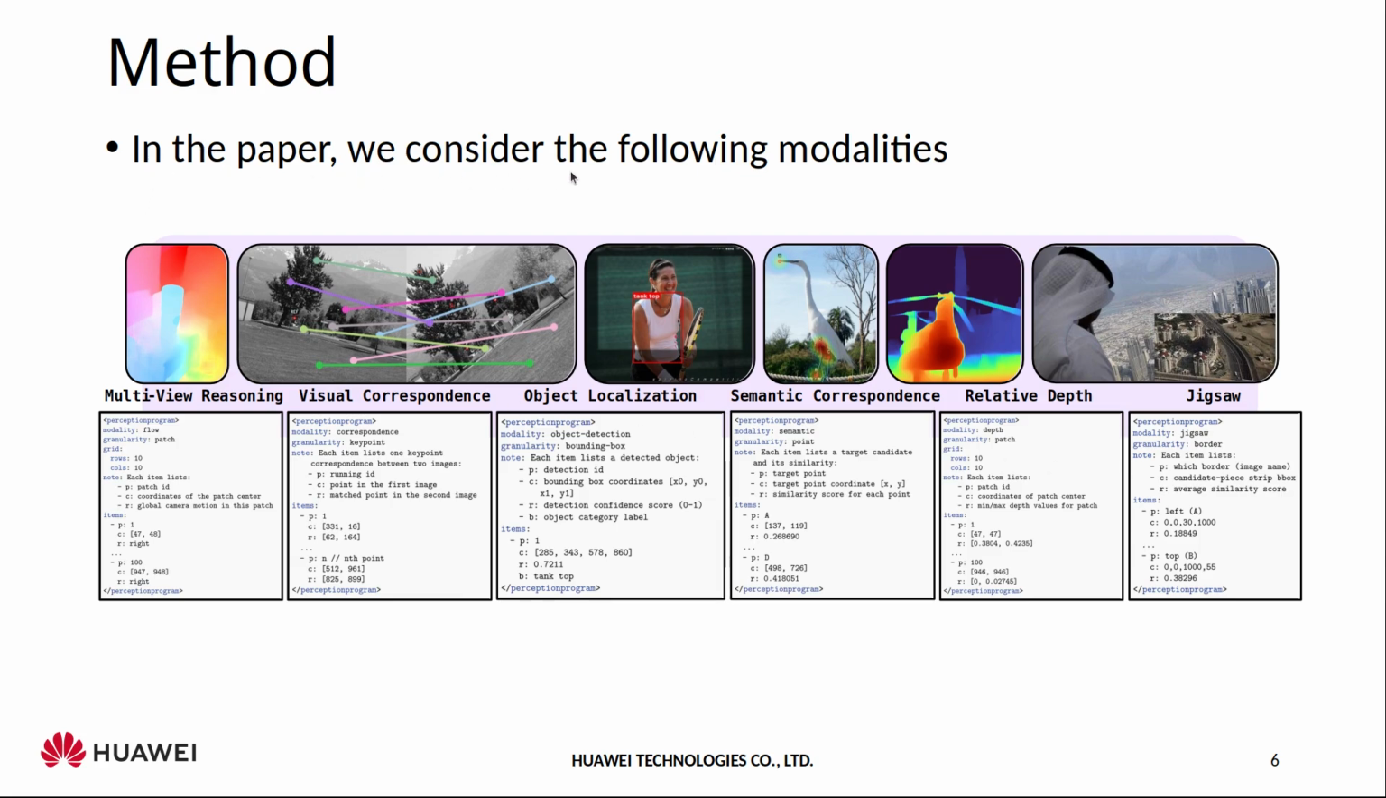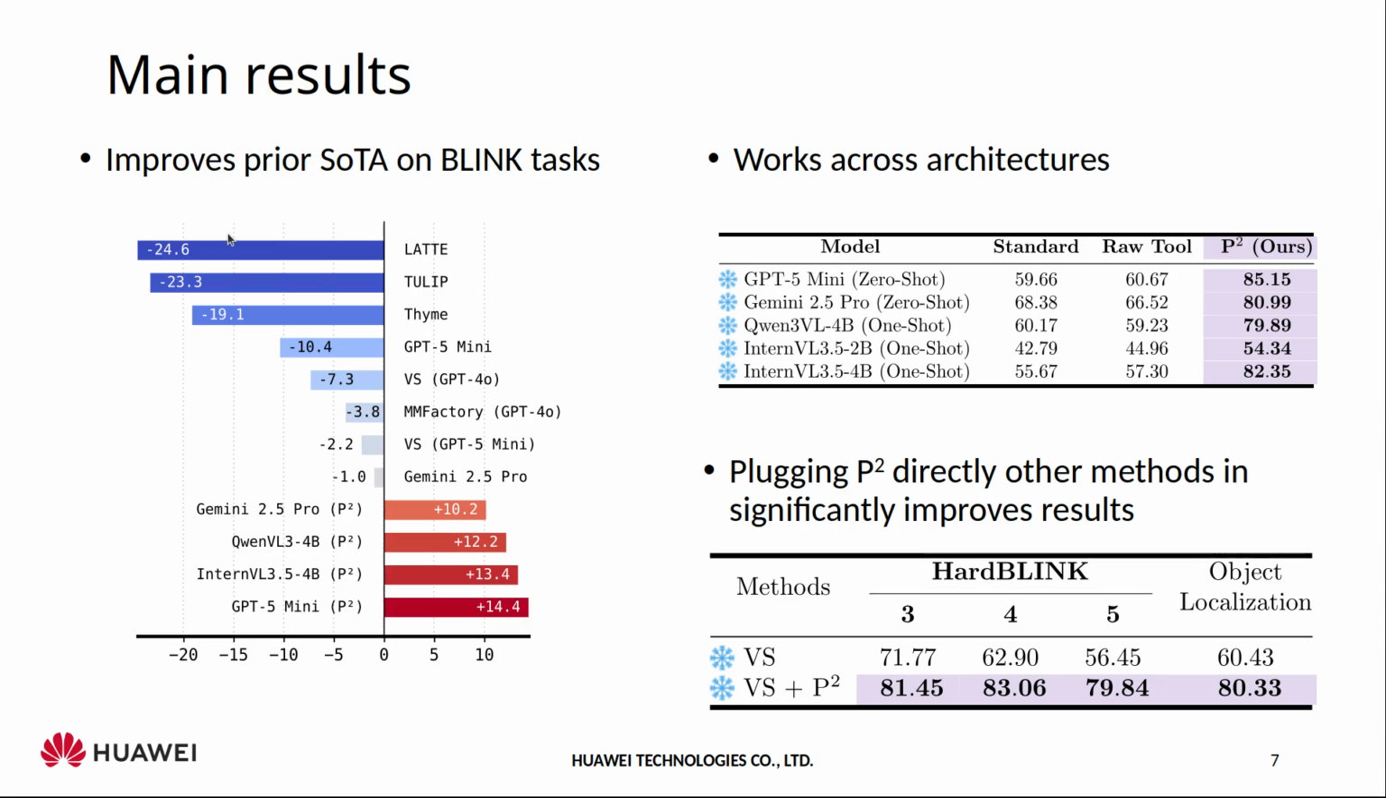In the paper, we consider the following six BLINK tasks. The results are that using the perception program significantly improves the state of the art on all of them. We can see here the vertical line is the state of the art. The topmost methods are the existing competing approaches, and these bottom ones are the ones that use PP. And this is an average across tasks. We see that it works across architectures, from commercial models such as GPT-5 Mini and Gemini Pro to even InternVL with 2 billion parameters only.